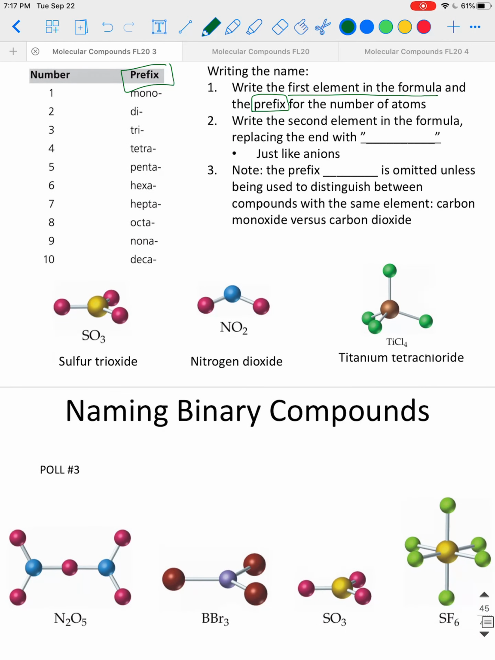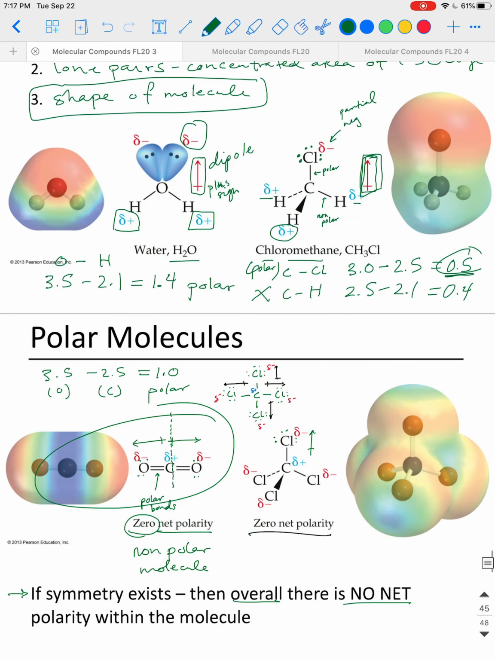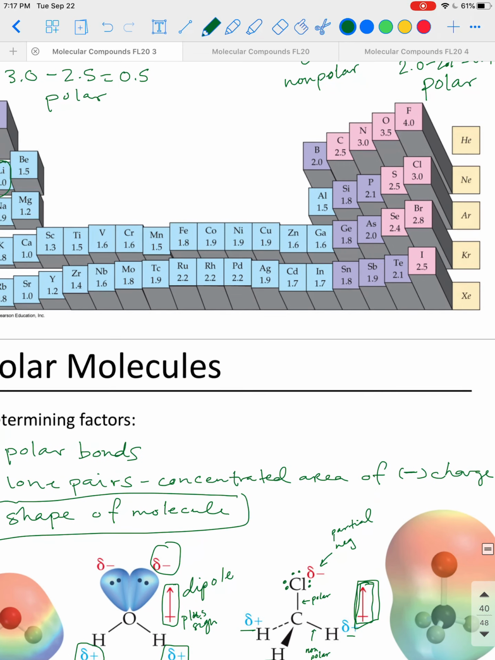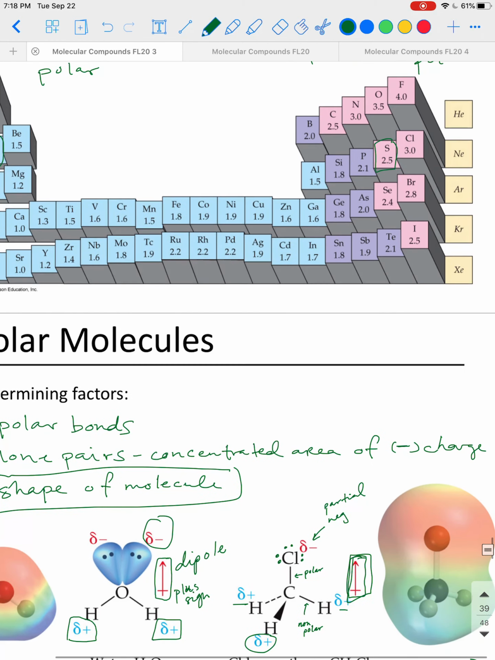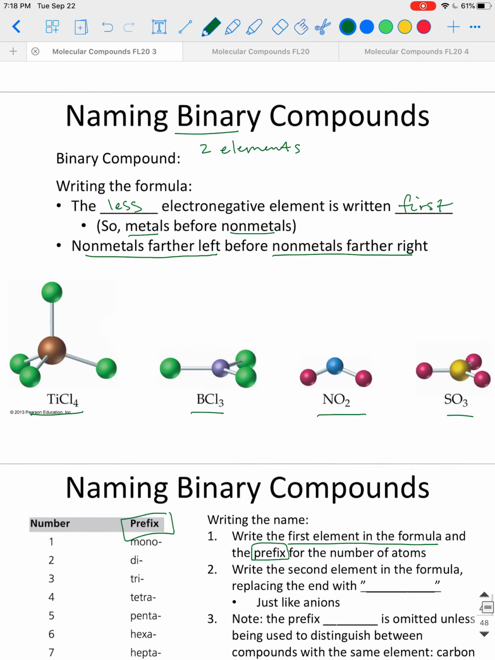So let's look at SO3. We have 1 sulfur, 3 oxygens. So we're going to write the less electronegative element first. That's going to be sulfur. Actually, if we look at a periodic table, it's not further left. Sulfur's not further left, but it's a little further away from fluorine. It's less electronegative. It's got a value of 2.5. Oxygen has a higher electronegativity value. You write the element that's less electronegative first. That's why sulfur comes first.